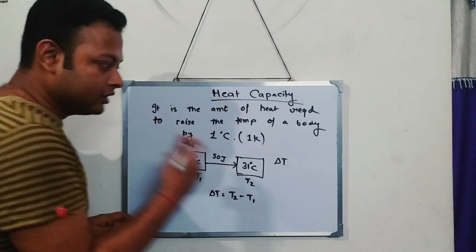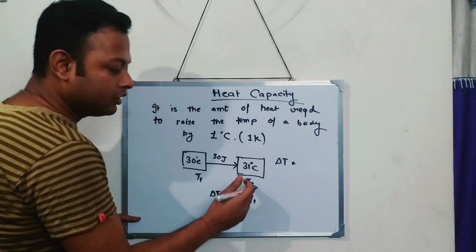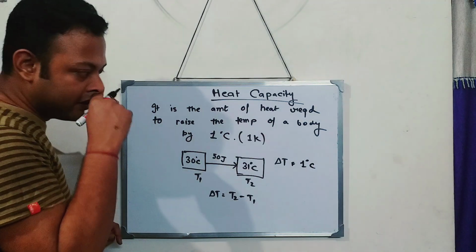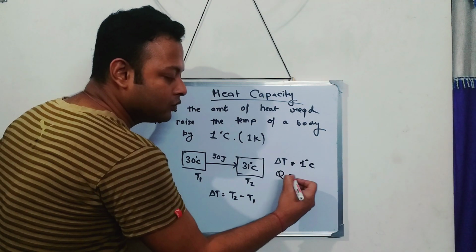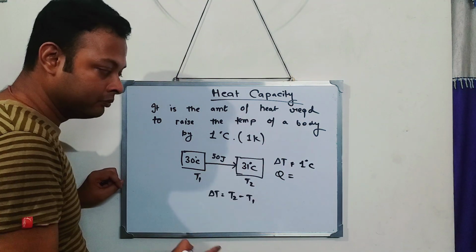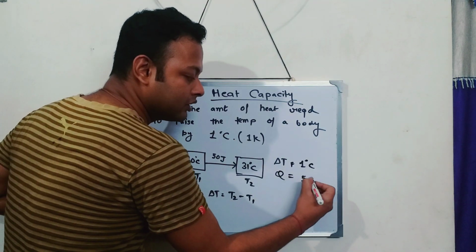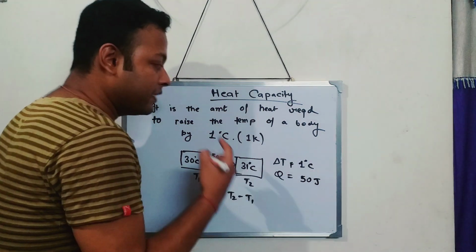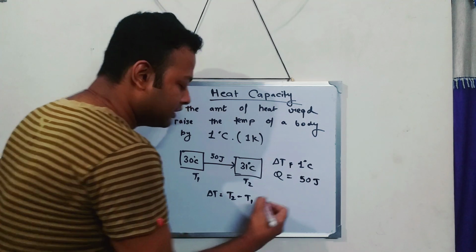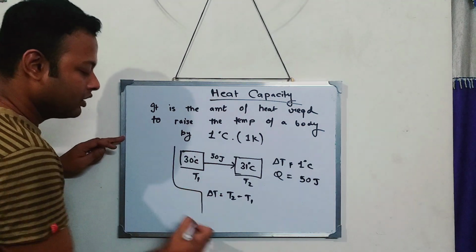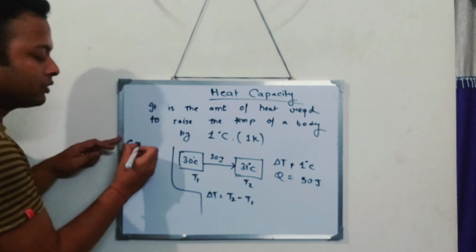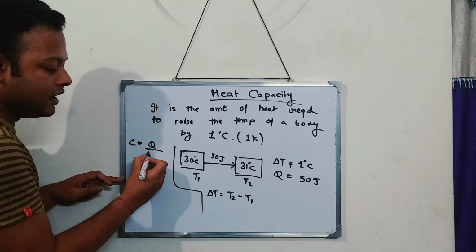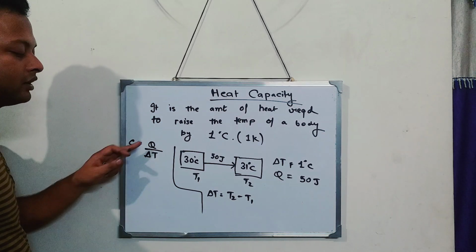So delta T is equal to how much over here? 31 minus 30, that is 1 degree centigrade. To change the temperature by 1 degree, how much heat? That is Q. Q represents heat. Amount of heat is equal to how much? 50 joule. So heat capacity, which is denoted by the letter C, is how much? Q by delta T. This is the formula. C is equal to Q by delta T.